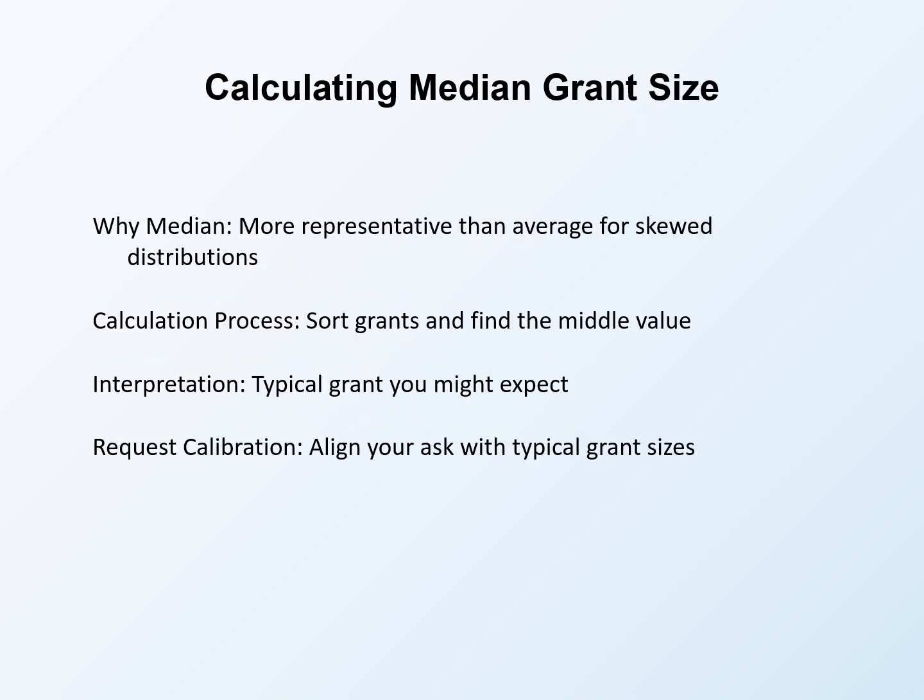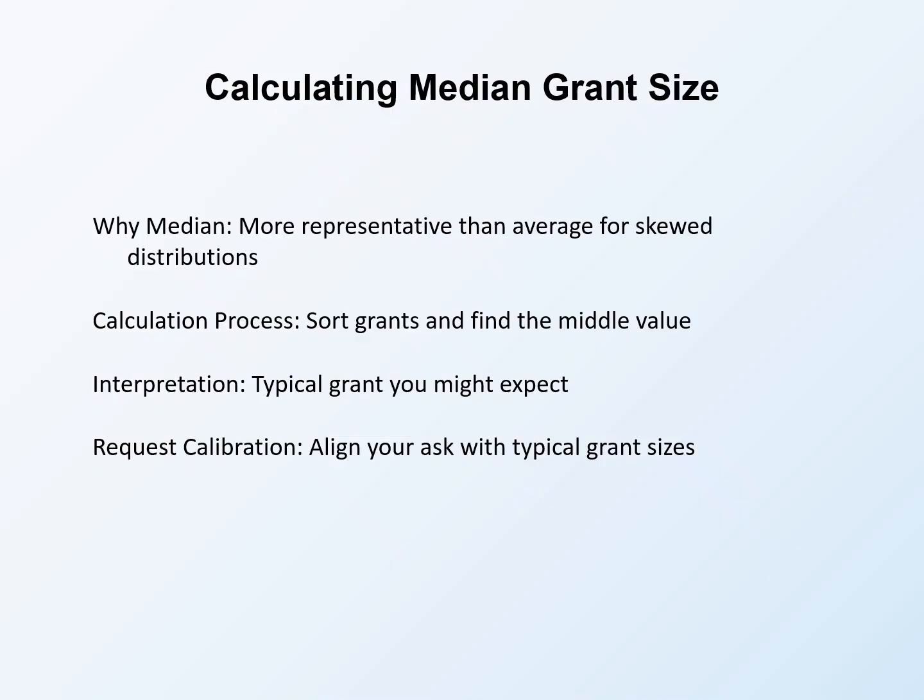Calculating median grant size helps you understand typical giving patterns and calibrate your requests appropriately. Why median rather than average? Grant distributions are often skewed by a few very large grants. If a foundation makes 50 grants of $10,000 and one grant of $1 million, the average is approximately $29,000, but most grants are $10,000. The median, which is the middle value, better represents typical grants.